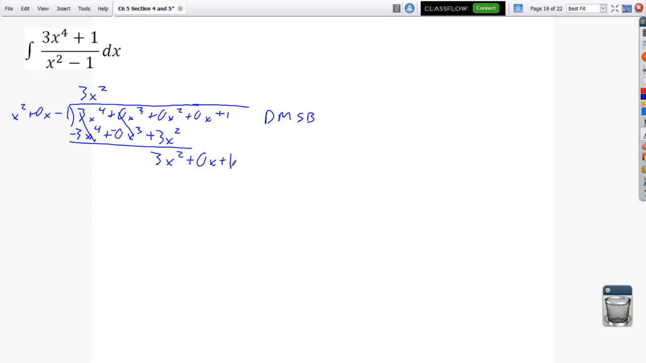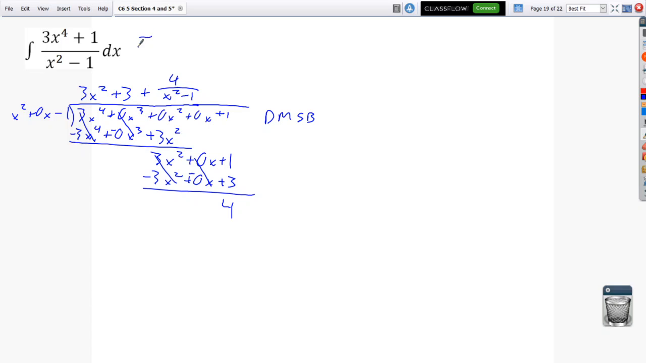Let me start the party all over again. This is a recursive algorithm. 3x squared divided by x squared gives me plus 3. Multiply 3 times x squared gives me 3x squared. 3 times 0x gives me plus 0x. 3 times negative 1 gives me minus 3. I'm left with gonzo, gonzo. Oh, wait, change the signs. Forgot about that. 4. So I have a remainder of 4.